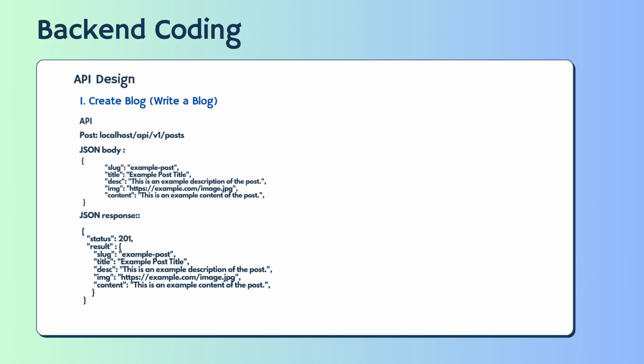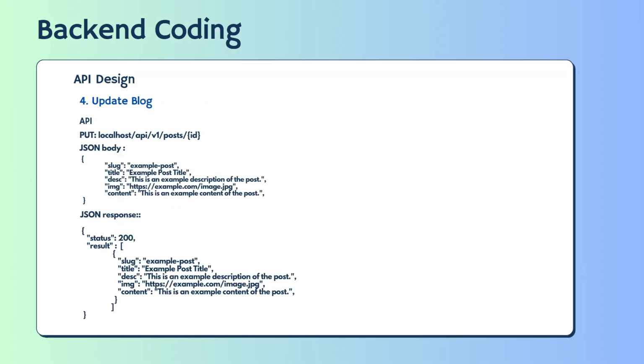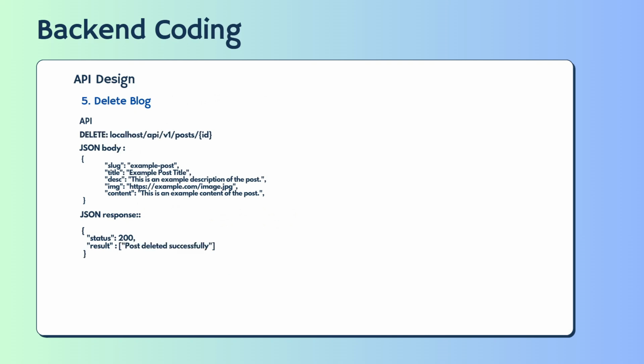This is the API design when creating a blog. There is an API URL with a POST method and a JSON body. The JSON response can be seen in the picture. The API design for reading all data has a GET method without a JSON body and has almost the same response. To update, we use the PUT method with ID and JSON body parameters. To delete a blog, we use the DELETE method and an ID parameter without a body and with a response message.